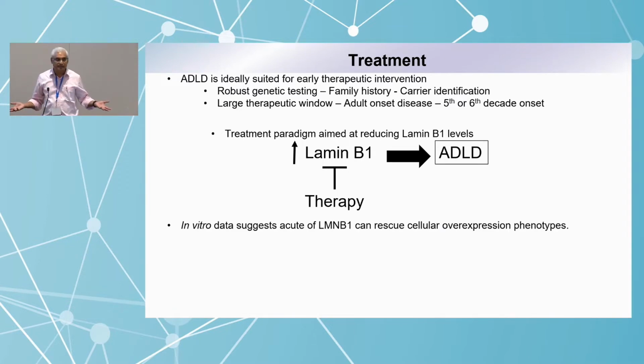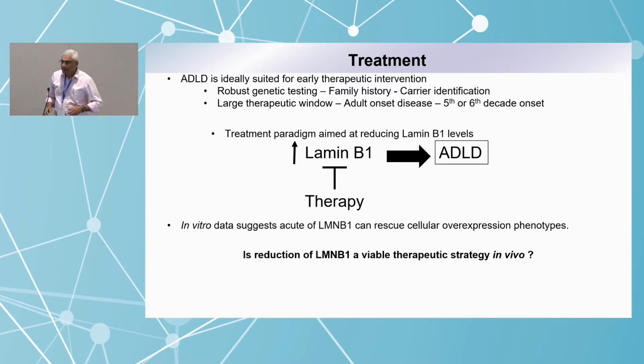We can do this very easily in vitro. If you overexpress lamin B1 in vitro, you can get all these really weird-looking nuclei, and if you knock it down, you can rescue that. But what we really wanted to ask is: is reduction of lamin B1 in vivo a viable therapeutic strategy? Because that's a really, really important question.